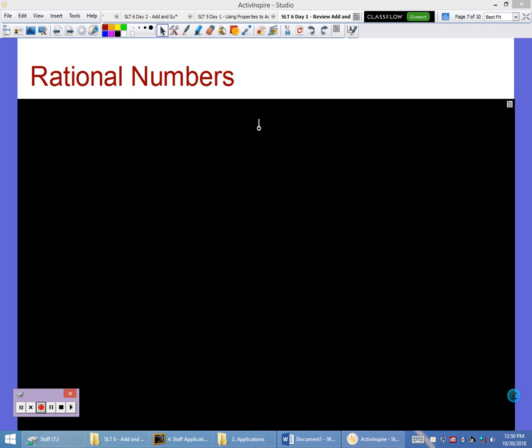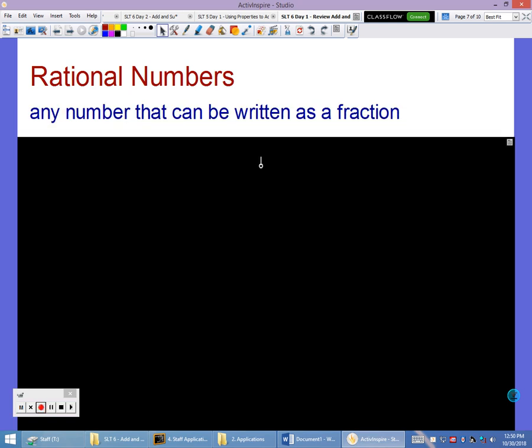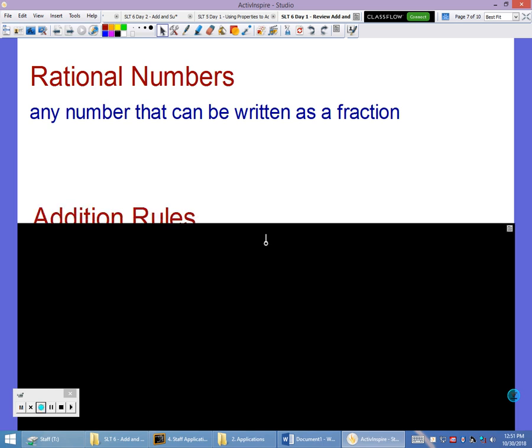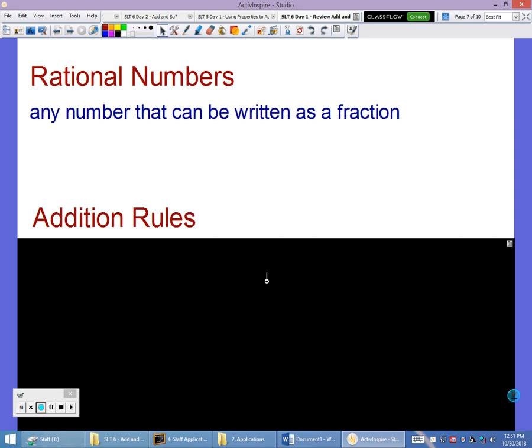Rational numbers are any number that can be written as a fraction. These include all of our integers in addition to fractions and decimals. We also need to remember our addition rules that we learned over the last couple of weeks.